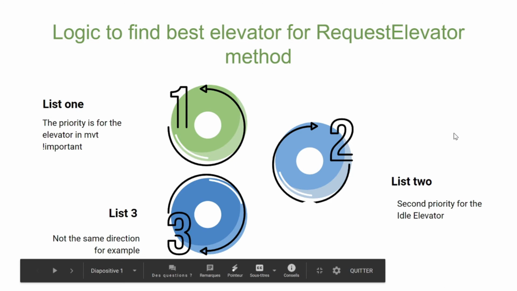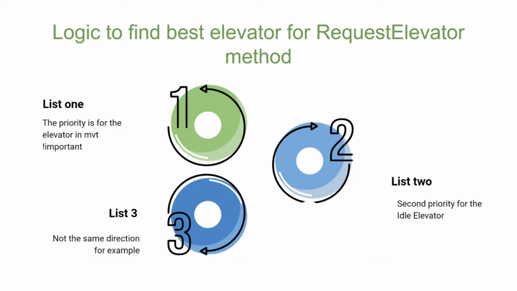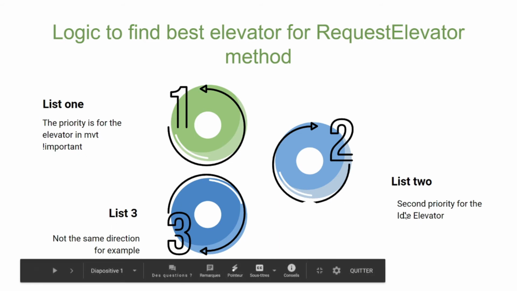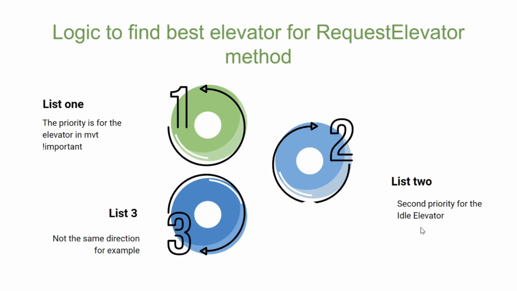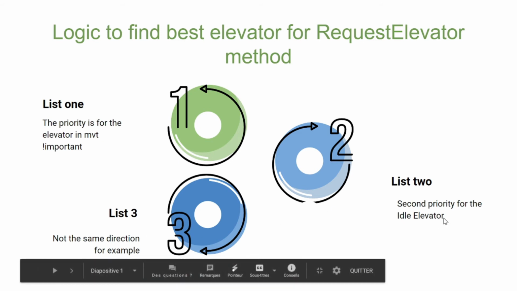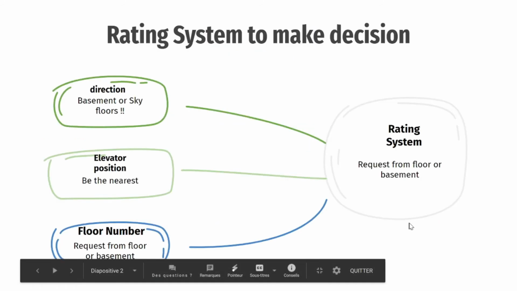The logic to find the best elevator for the request elevator method: a user is on the X floor or X basement and demands the elevator. So we create three lists. The first one is the elevators in movement, which is priority number 1. The second one is the elevators in idle status. And the third one is the other cases, like an elevator in the opposite direction. And we implement a rating system to make the decision.